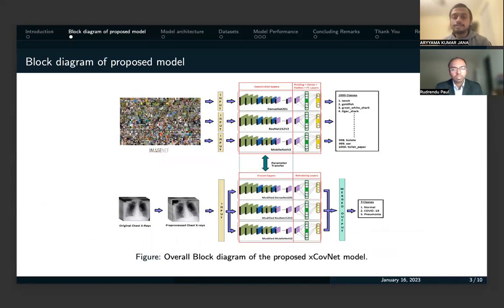As we see that we are using 3 state-of-the-art models, and these are pre-trained models on the ImageNet dataset, as can be seen from the figure. So the models are DenseNet, ResNet, and MobileNet. We are using transfer learning over here, so we are retraining the last few layers of these models and then concatenating the features to finally classify the X-ray image into one of the 3 classes, that is normal, COVID-19, or pneumonia.